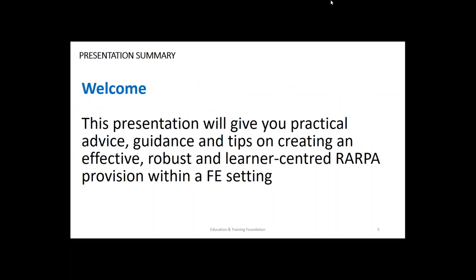So hopefully by the end of today, you will have advice, guidance and help on creating some practical tips to give yourselves an effective, robust and learner-centred provision for RARPA within an FE setting. I'd like to emphasise the learner-centred part, because this really is the key to RARPA success. It really is the key to learner success and learner progress, and there will be a lot of focus on this as we go along.